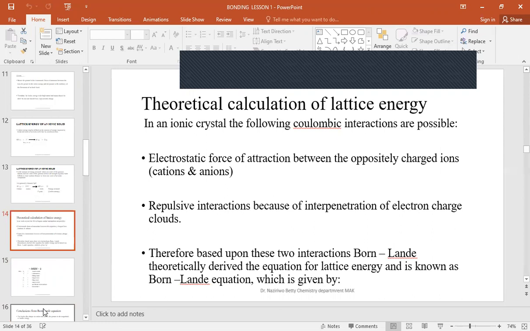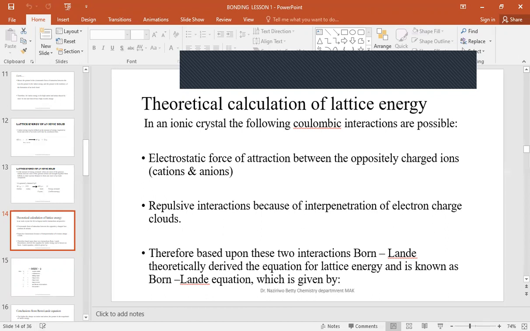Theoretical calculation of lattice energy. In an ionic crystal, the following Coulombic interactions are possible. There are 2 Coulombic interactions. One, the electrostatic force of attraction between the oppositely charged ions. Another one is the repulsive interaction because of the interpenetration of the electron clouds within the molecule. The electrons themselves, within the atom, repel each other.